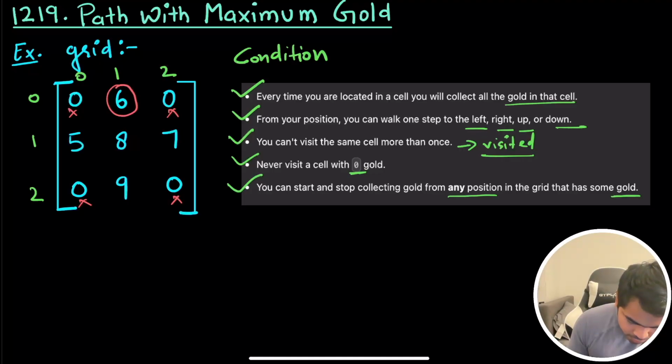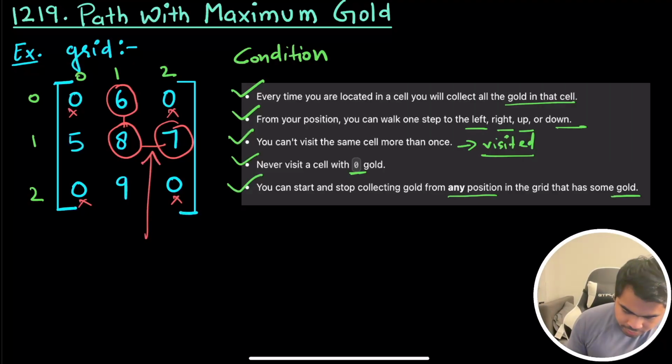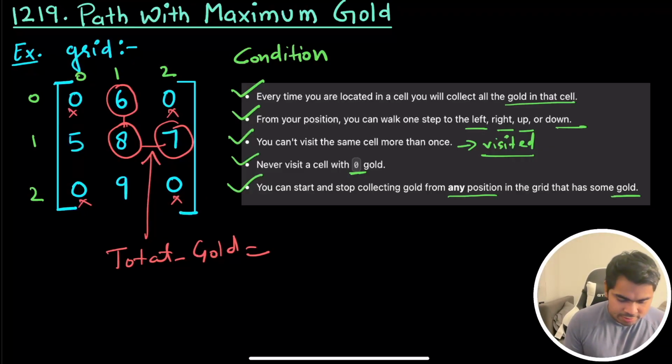So if I choose to visit 6, then 8, and then 7, now I'm done completing a path. This path gives me total gold of 6 plus 7, which is 13, plus 8, which is basically 21. So that is the total gold this path is giving me.